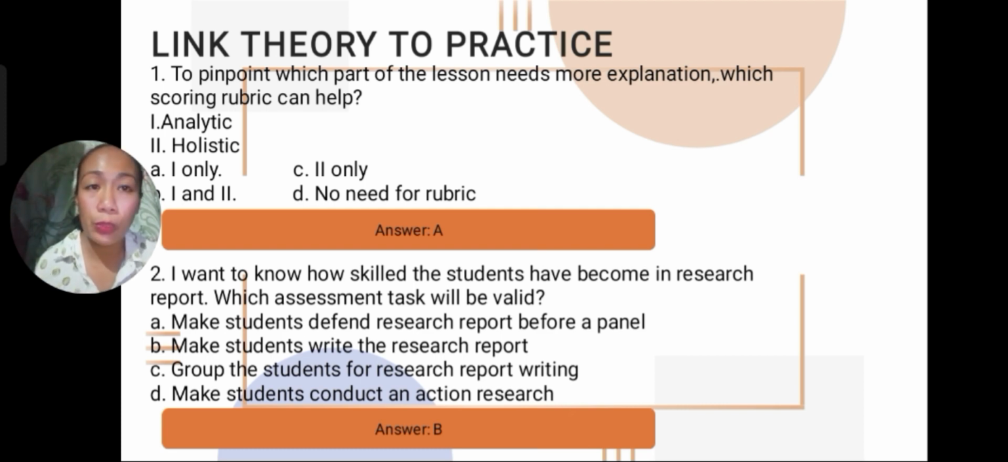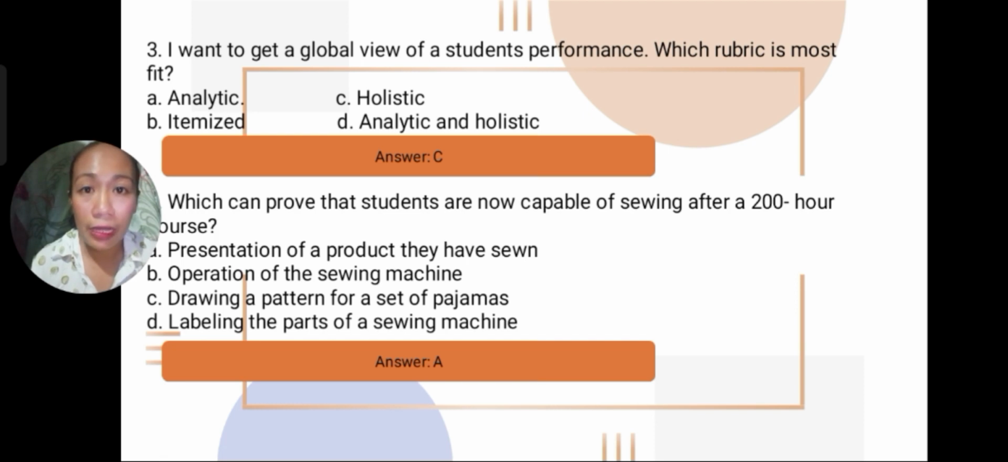Number 1, to pinpoint which part of the lesson needs more explanation, which scoring rubric can help? The answer is letter A, analytic. Number 2, I want to know how skilled the students have become in writing a research report. Which assessment task will be valid? The answer is letter B, make the students write the research report. Number 3, I want to get a global view of students' performance. Which rubric is most fit? The answer is letter C, the holistic.